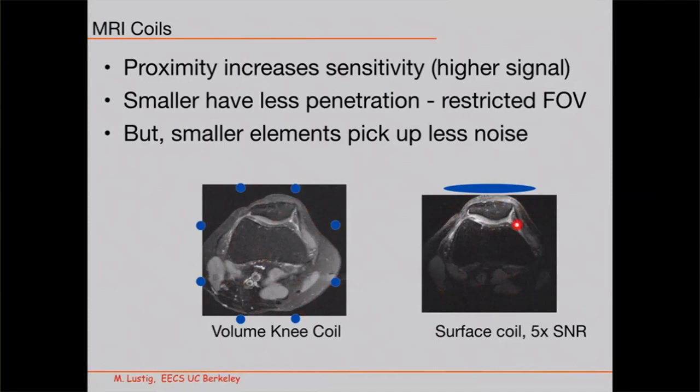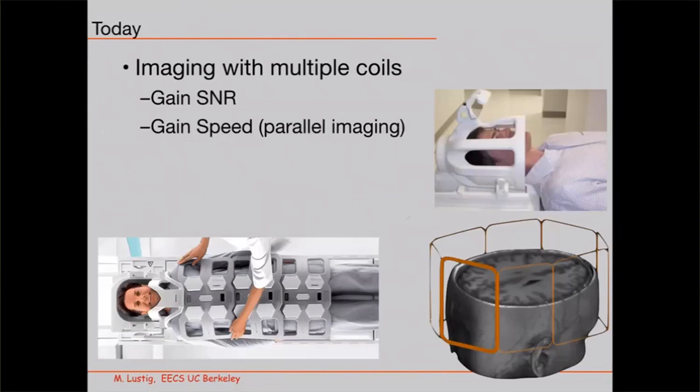Now you lose field of view, right? Because of this locality. SNR is high here, but you really can't see what's going on far away from the coil. So that's one of the issues if you just use a single surface coil. But instead of using just a single surface coil, you could use an array of surface coils, right? And that's really the key. If you image with many coils, you both get the SNR gain, and you gain back the field of view that you've lost by imaging with a single receiver.